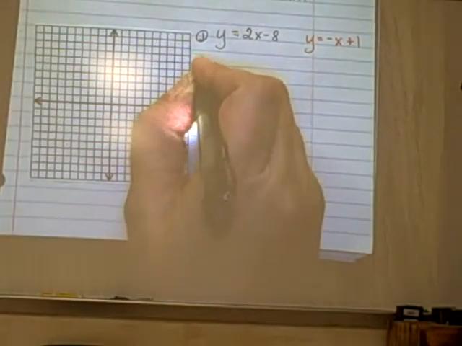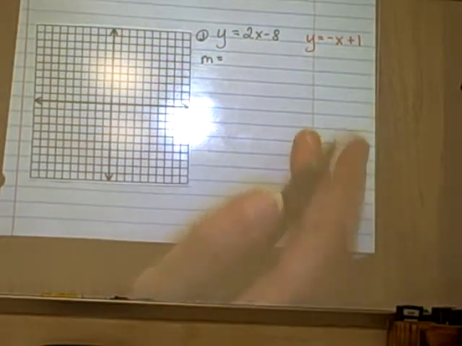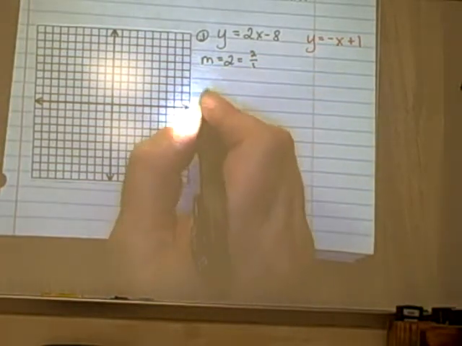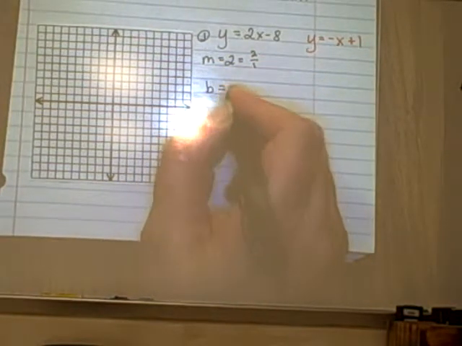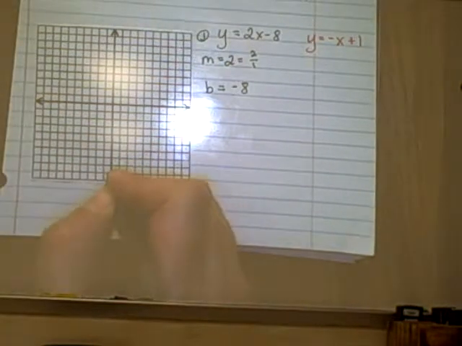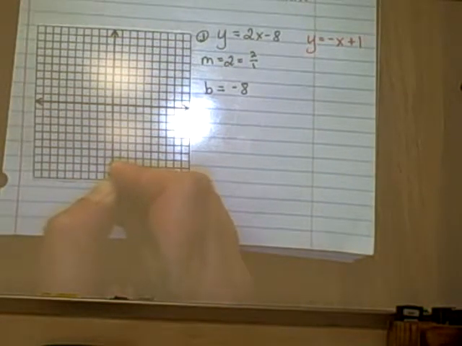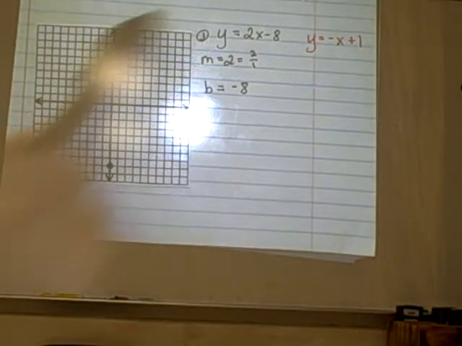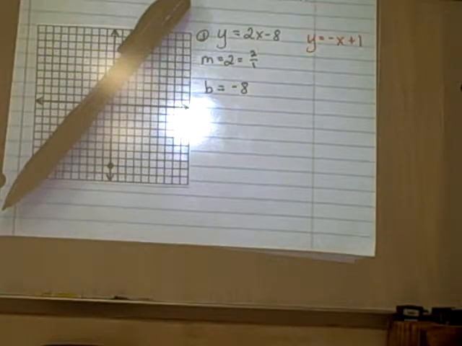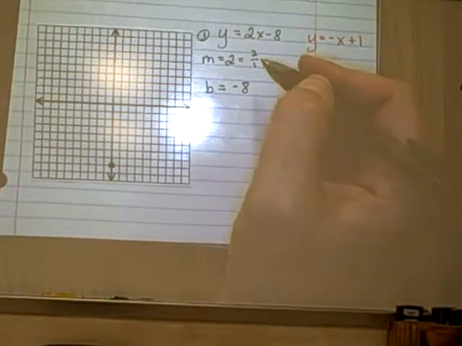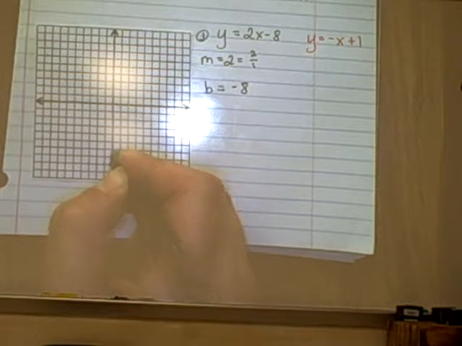So we need to know on the first one, what is the slope number on this one? 2. It's the 2. So it's the same as 2 over 1. And the y-intercept number is negative 8. So you start out at negative 8 on the y. Go down to negative 8 and put a dot. The slope is positive, which means it's going to lean that way, up and to the right. So I need to go up 2, because the top number is up and down. The bottom number is sideways. So from that point, I'm going to go up 2 over 1.